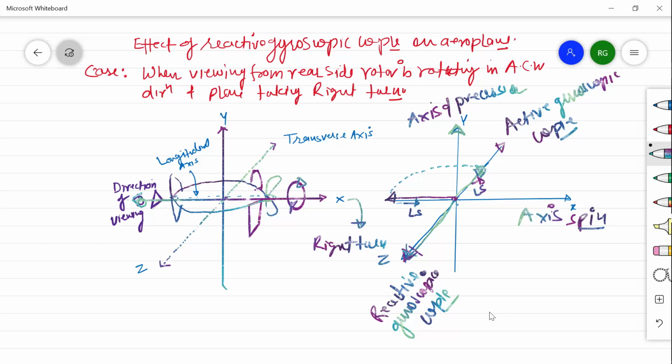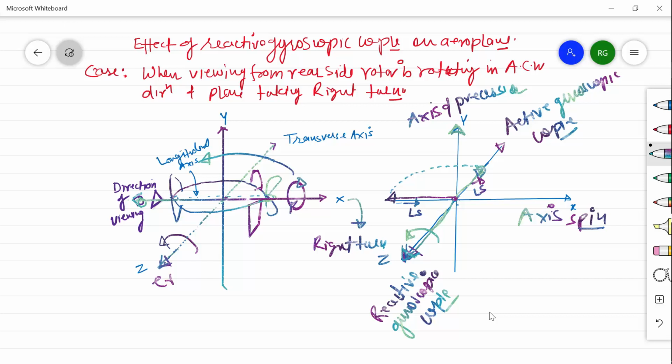The z plane is the plane of precession. So now we need to identify the effect of the reactive gyroscopic couple. This is our reactive gyroscopic couple. If we direct our thumb in this direction, then the sense of rotation would be this. So if this is the reactive gyroscopic couple, tau r, the effect on the plane would be in this direction.